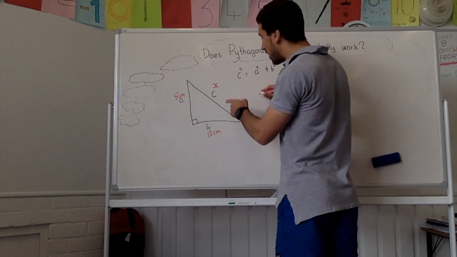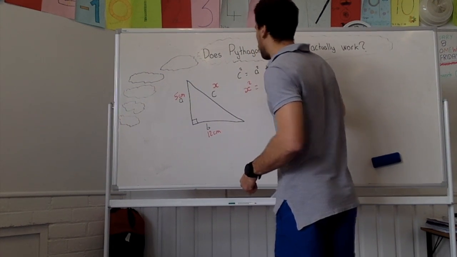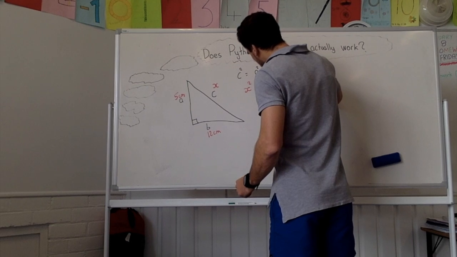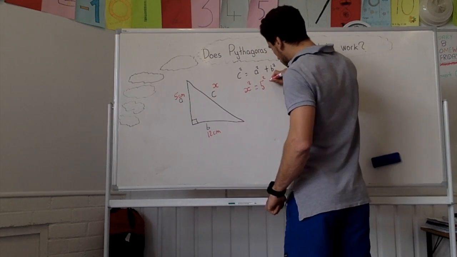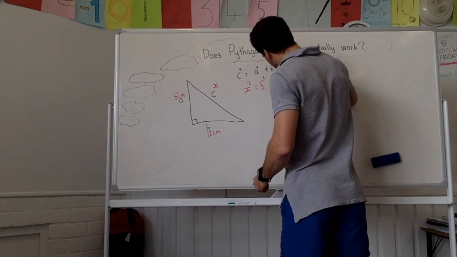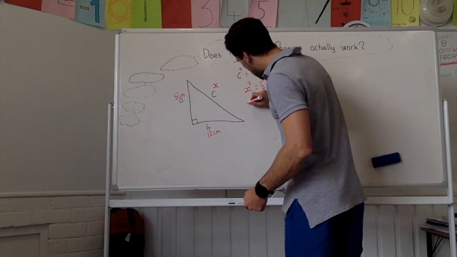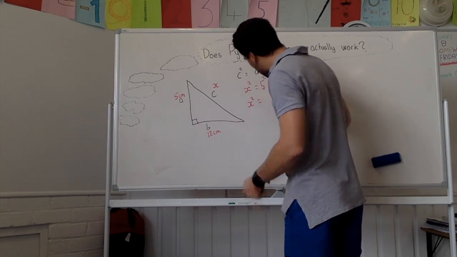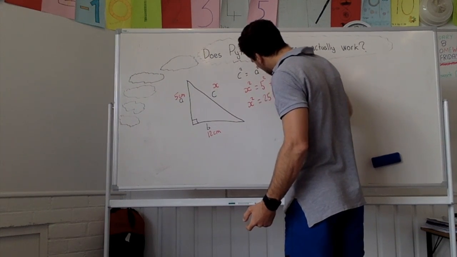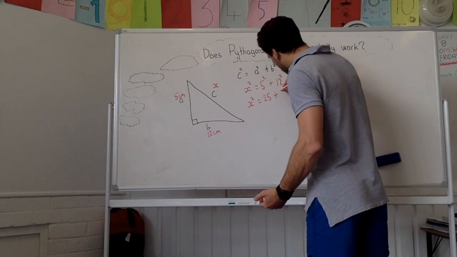So, instead of C squared, we have X squared. Instead of A squared, we have 5 squared plus, instead of B squared, we have 12 squared. So, let's go through and we'll start doing the maths for this. X squared will stay the same, equals 5 squared, 5 times 5 is 25, plus 12 squared, 12 times 12, 144.